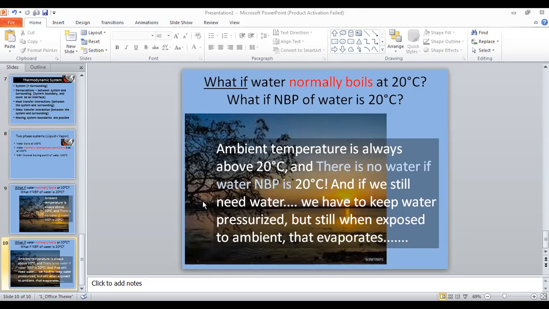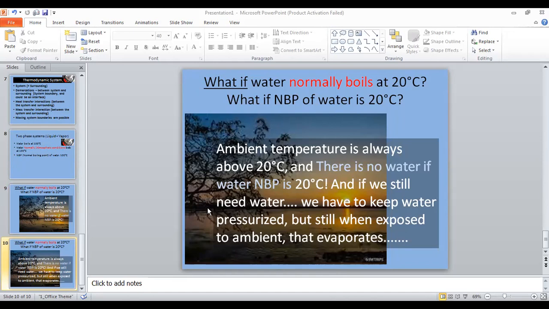And if you still need water, we have to keep water pressurized. But still, when exposed to ambient, that evaporates. So what is the NBP of water? The NBP of water is 100. Until the ambient becomes 100 degrees Celsius at atmospheric pressure, that is not possible. Humanity and even the world will not be there until then. Till then, water remains as water.